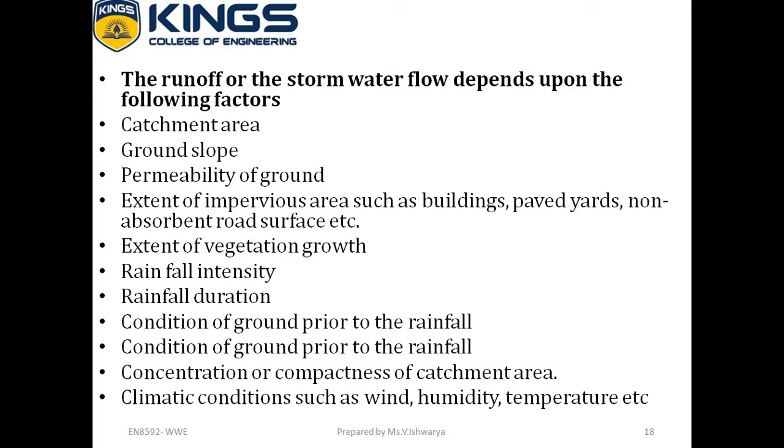So next one is rainfall duration. Duration means, for example, the rainfall timing may be varying. Next one is the condition of the ground prior to the rainfall, that is, before rainfall, what will be the conditions of the ground. And next one is concentration or compactness of the catchment area. For example, if we have loose soil, the rainfall will be easily absorbed, or else the rainfall will go off, that is, runoff will take place. And the last one is that it also depends upon the climatic conditions such as wind, humidity, temperature, likewise.